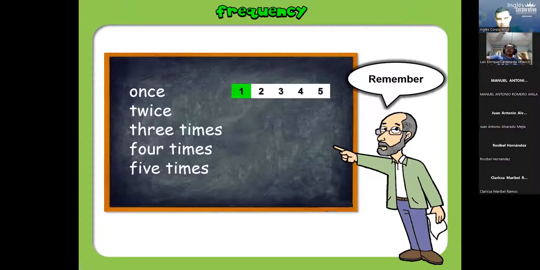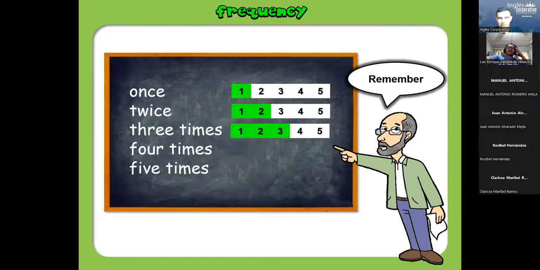Ok, once es una vez. Twice, dos veces. Y ahí va. Three times, four times, five times.